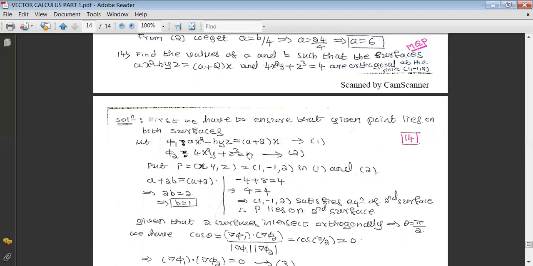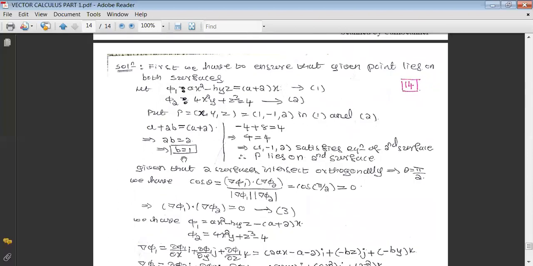When we take the same value point on the second surface, it satisfies and it will give 4 equal to 4. That means LHS equals to RHS. That confirms that (1, -1, 2) satisfies the second surface. Therefore, that point P lies on the second surface, and this point P lies on the first surface also when b takes the value 1. That's why it is a thing to be noted.